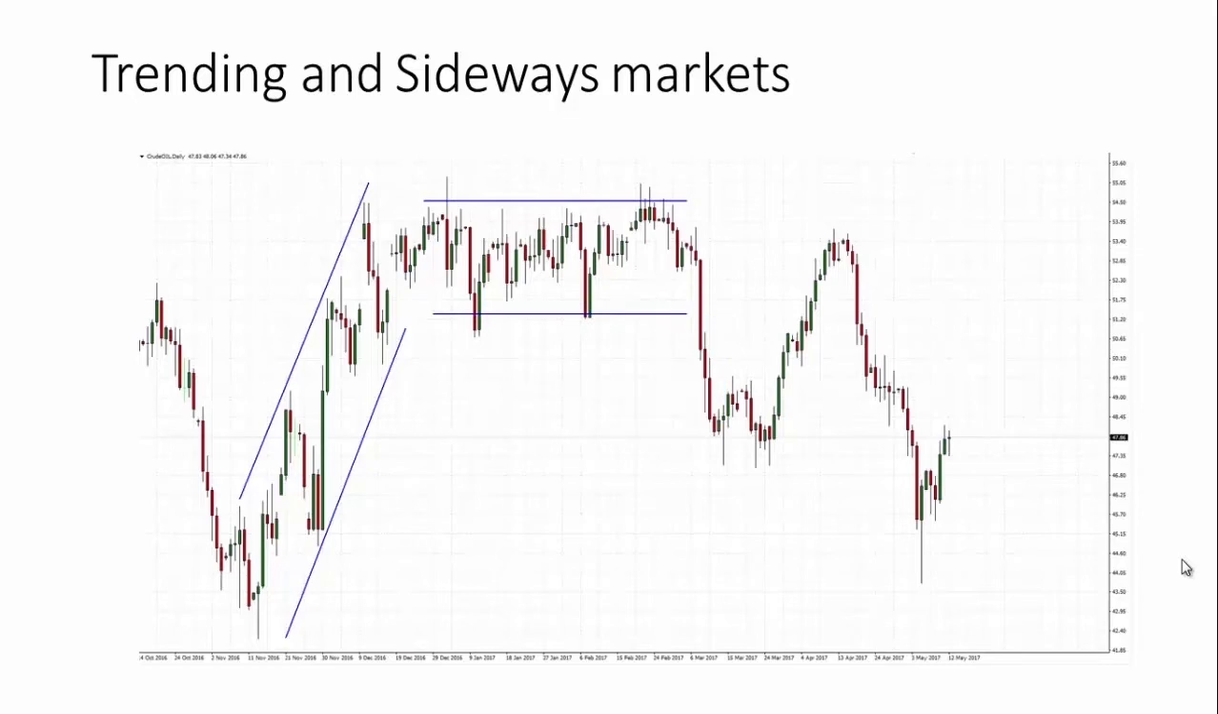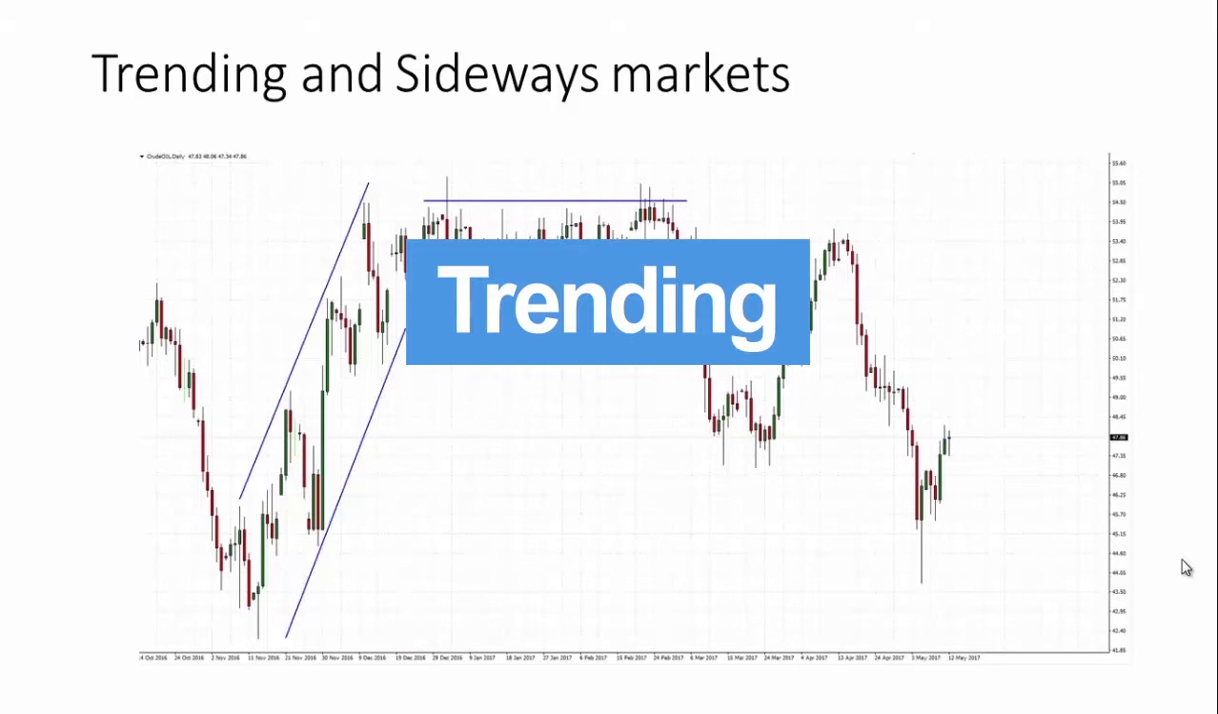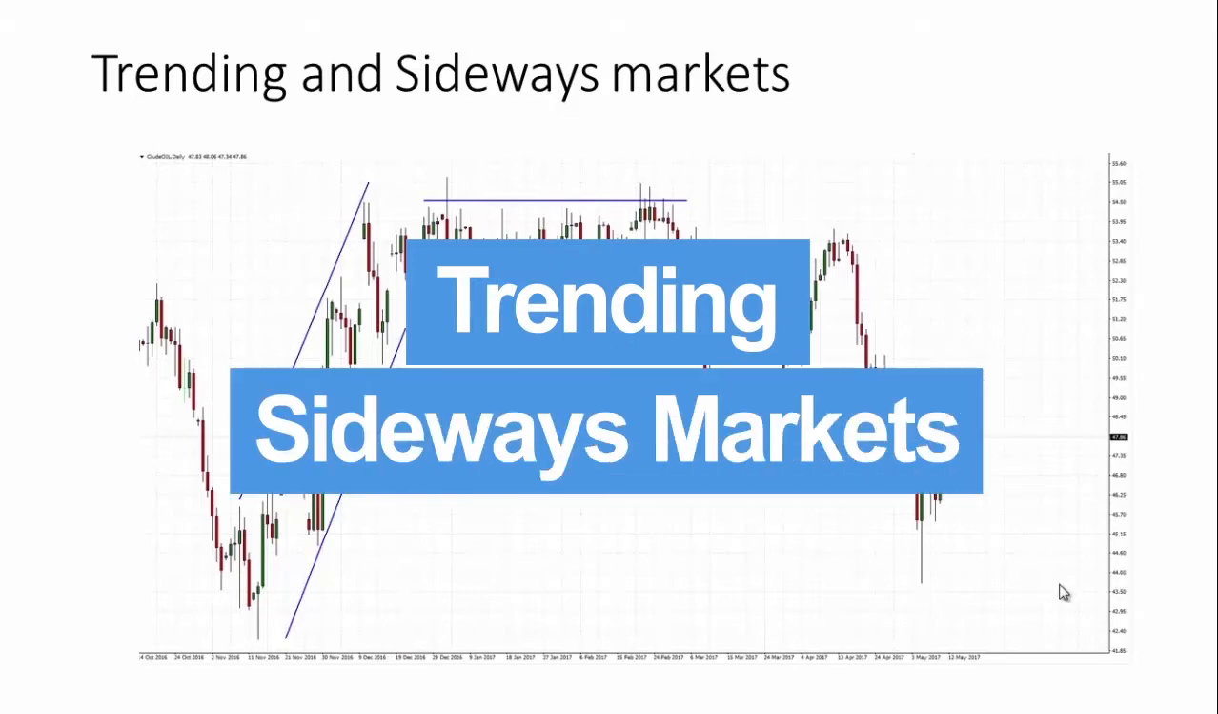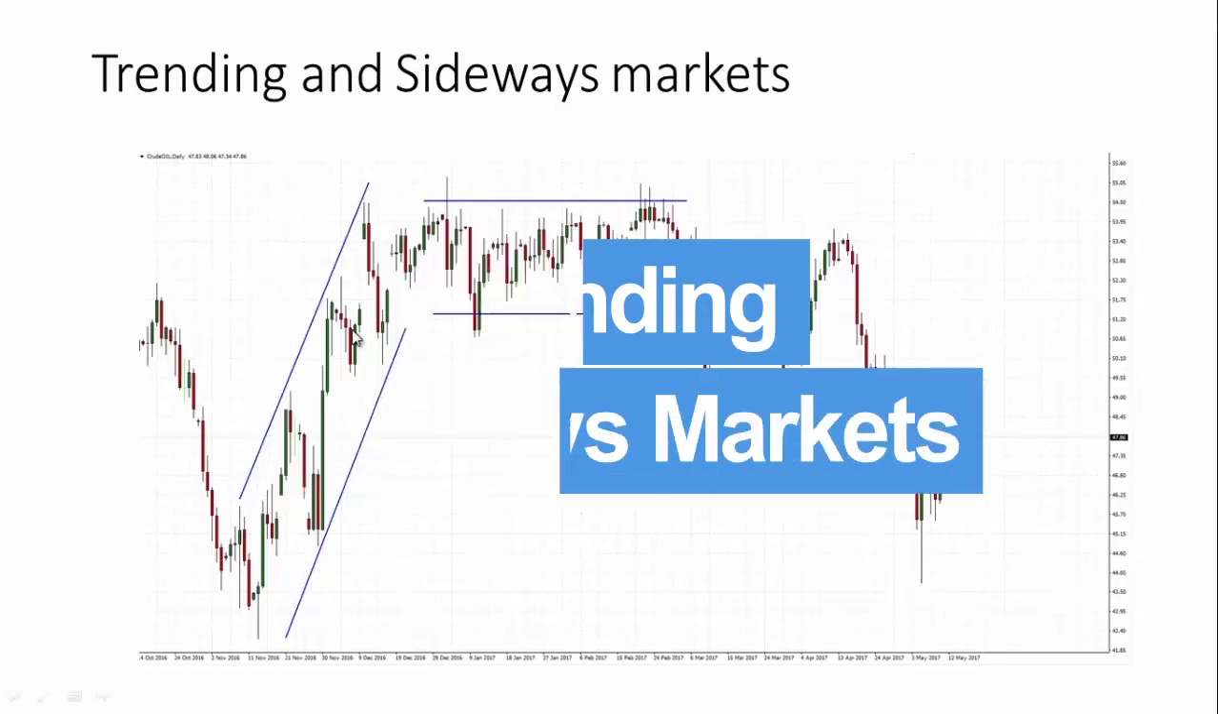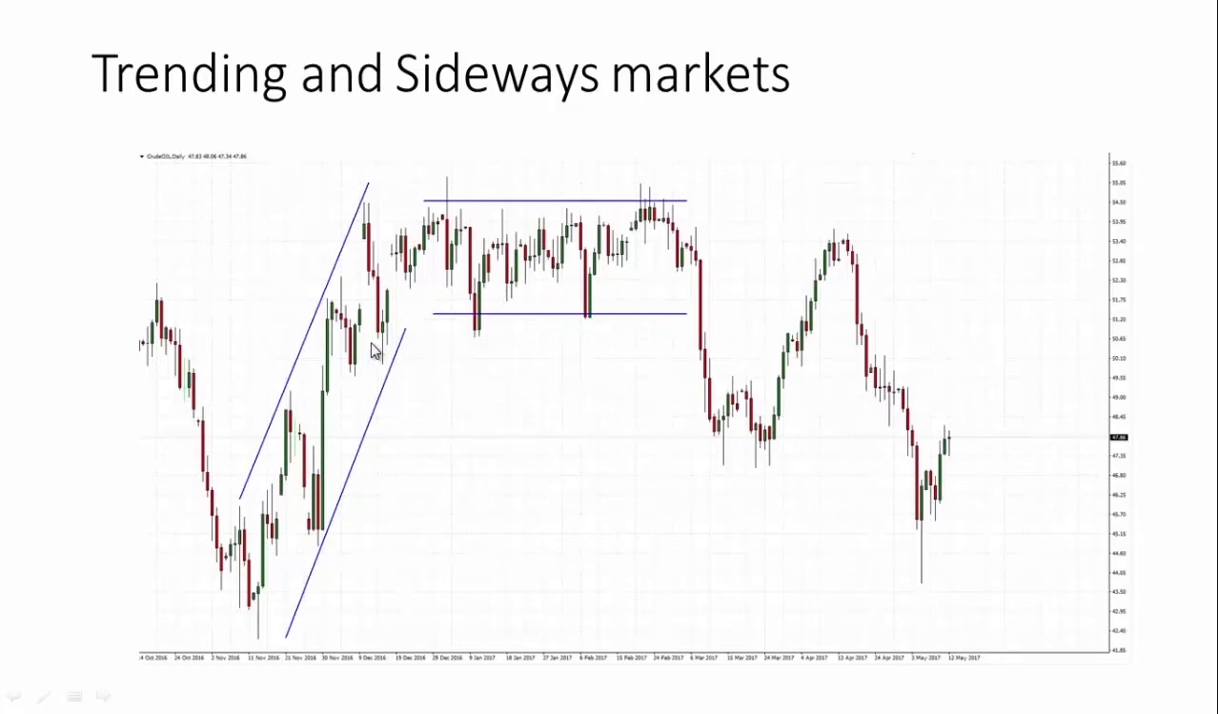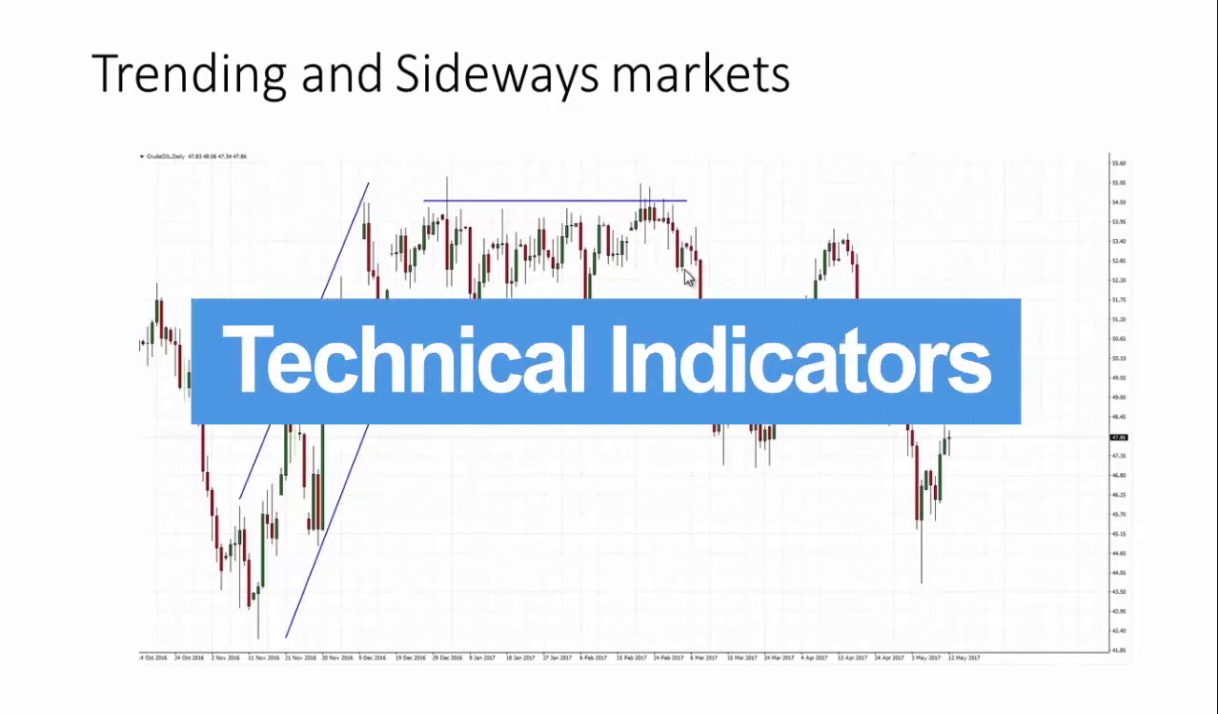There are two main types of markets depending on the price pattern on the chart: trending and range-bound or sideways markets. A trending market moves in one direction like this. A range-bound or sideways market is moving up and down within a specific range. When prices are not showing a specific trend, it can be difficult to estimate which direction the price will go. For that reason, we are using technical indicators.